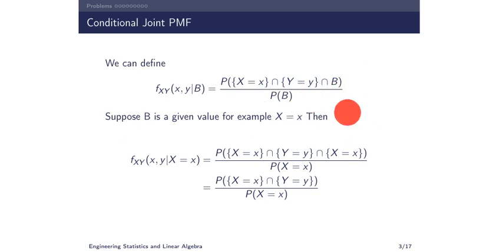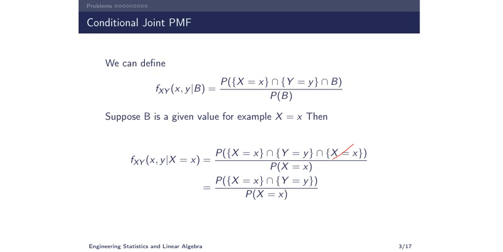Now in most cases, since X and Y are there, and one depends on the other, one of the variables will be the given condition. So we will assume that B is given as X equal to x. So what is f_XY(x,y given X equal to x)? It is nothing but probability of X equal to x intersection Y equal to y, this is the same part, where instead of B we have X equal to x, divided by again probability of X equal to x. Now this as well as this are both the same, so any one is sufficient, because A intersection A will always be A only.